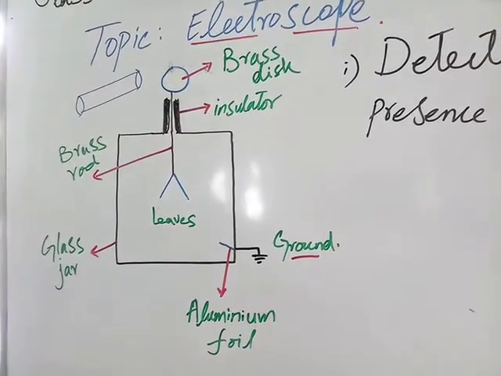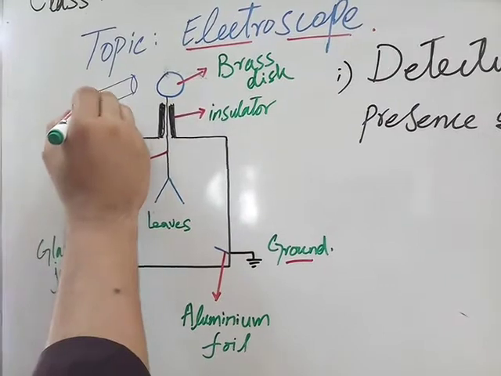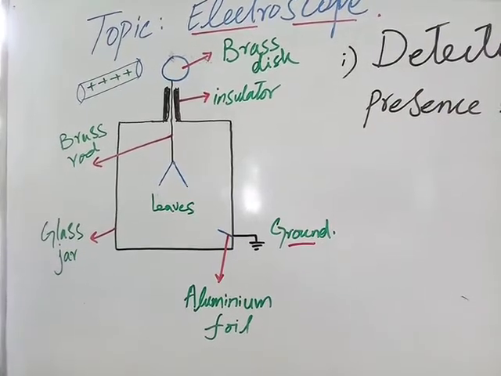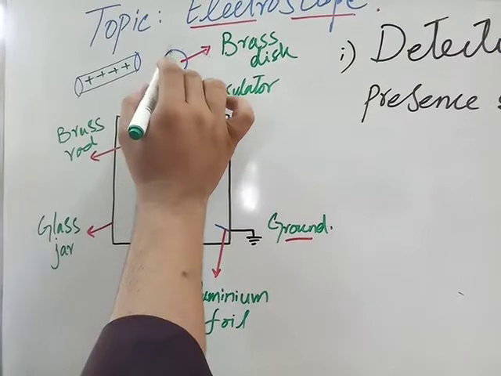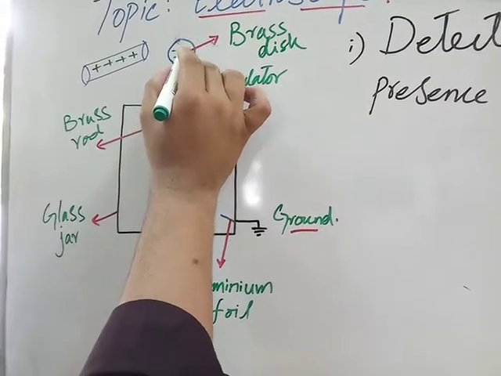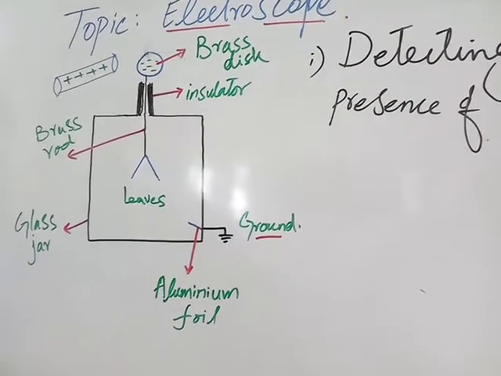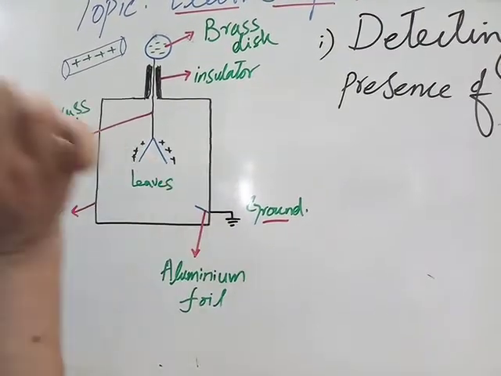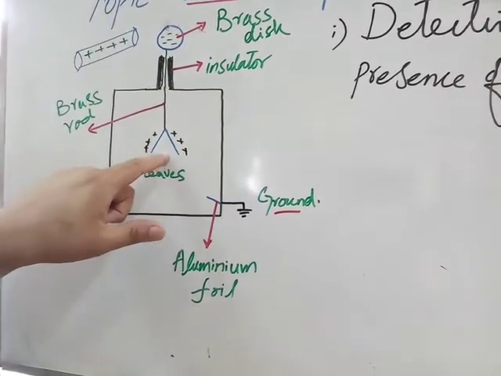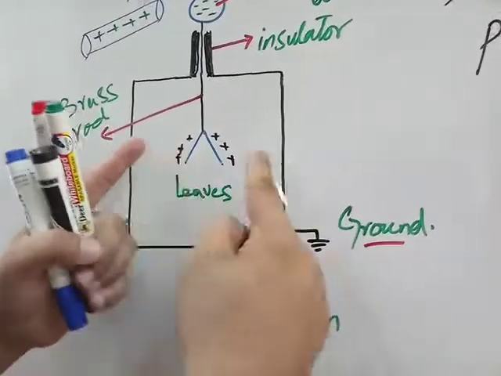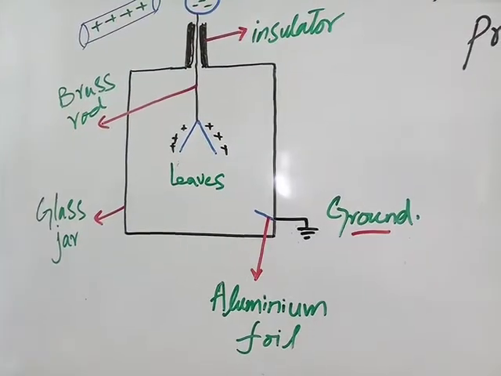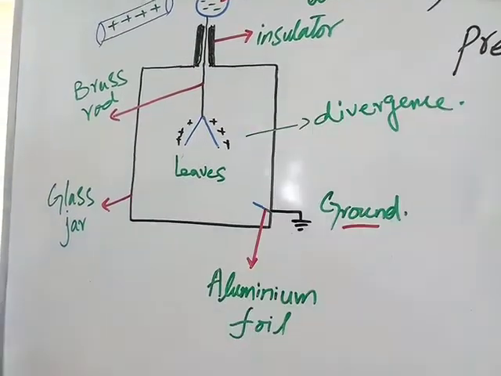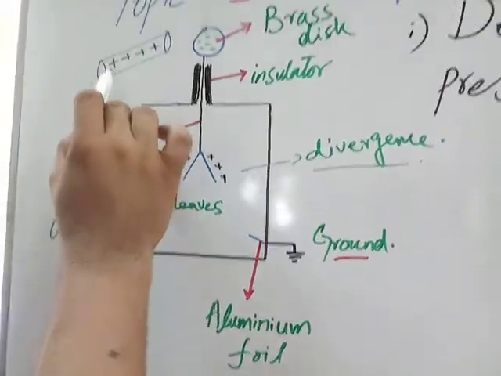If we place a charged body, like a positively charged body, near the brass disc, then by electrostatic induction the unlike charges are placed at the brass disc, and the like charges, the positive charges, are placed at the gold leaves. So both leaves start repelling, and due to the repulsion, divergence occurs.